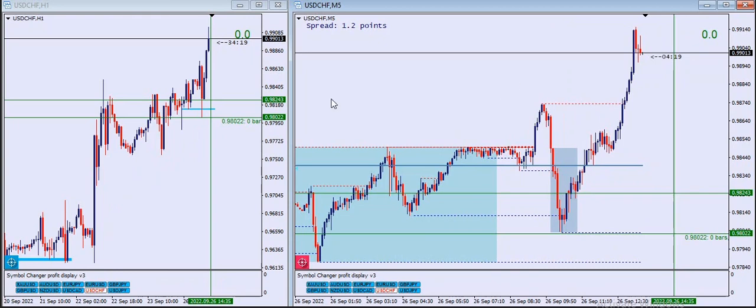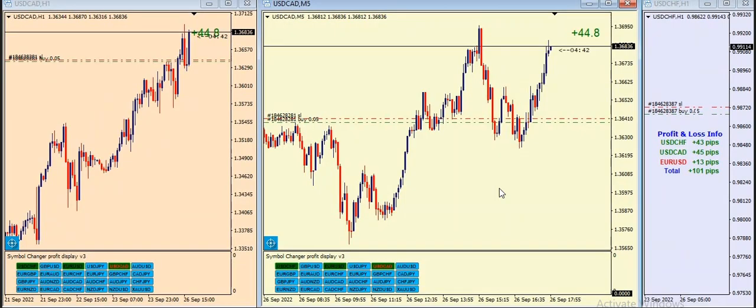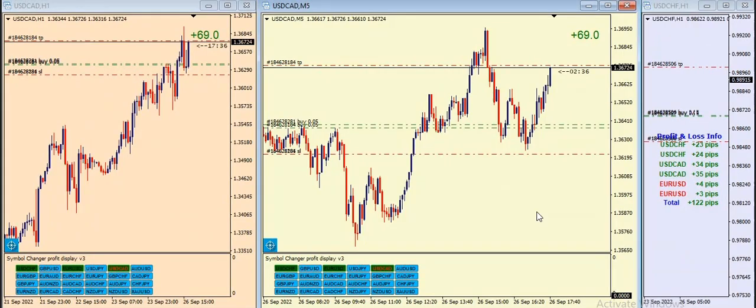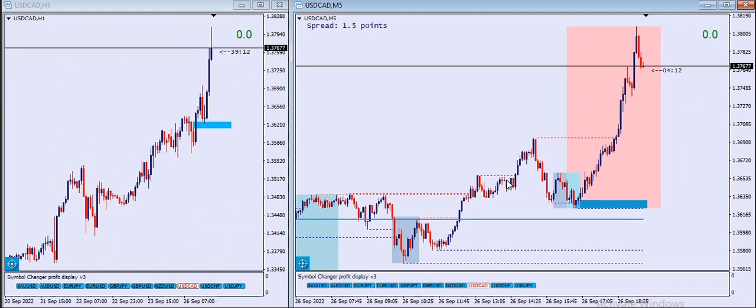Then this is another setup, although I don't have the beginning of the setup. Out of the trades I took here, you can see USD CHF. I took USD CHF as well. So this was the setup for USD CHF. Look at this, same thing, exactly the same thing.